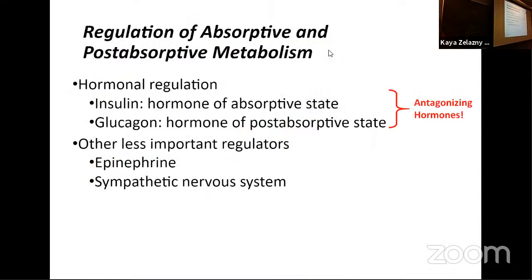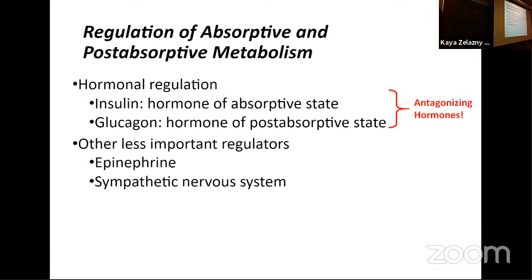So our hormonal regulation here of the absorptive and post-absorptive state comes from insulin and glucagon. Insulin is the hormone of our absorptive state, while we're absorbing stuff and storing that excess energy. Glucagon is going to be our hormone of the post-absorptive state, as we're mobilizing energy and sparing any glucose that we have for the nervous system. We can think of them as antagonizing hormones because they're basically opposites.